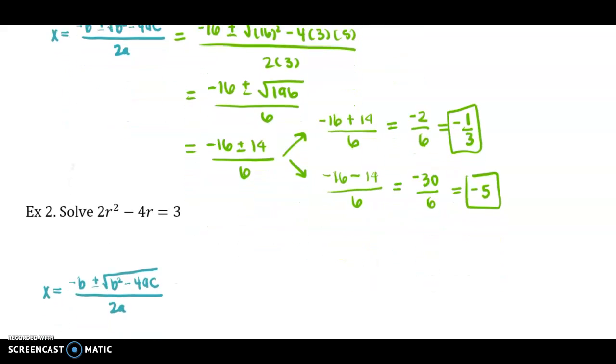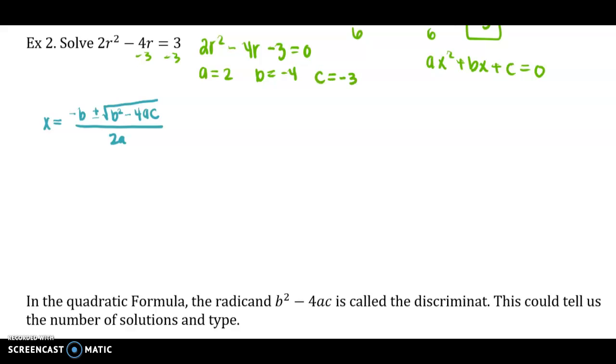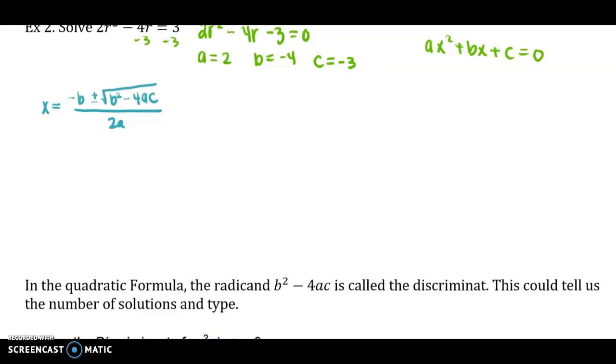All right, so moving on to another example, we have 2r squared minus 4r equals 3. Notice it's not in that format, ax squared plus bx plus c equals 0. It's not equal to 0, so we're going to have to subtract 3 from both sides, and we get 2r squared minus 4r minus 3 equals 0. So now we know a is equal to 2, b is equal to negative 4, and c is equal to negative 3. And then we're going to go ahead and plug it in.